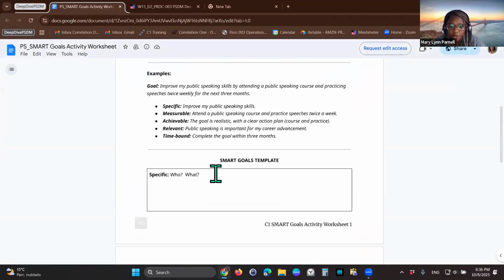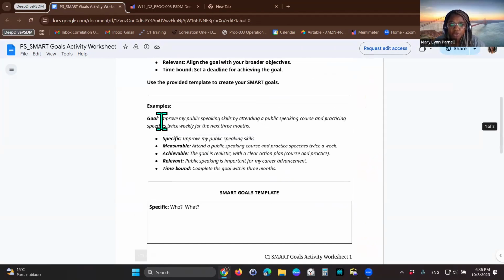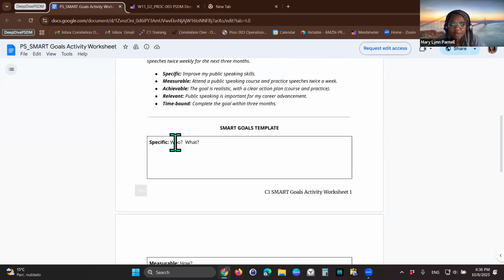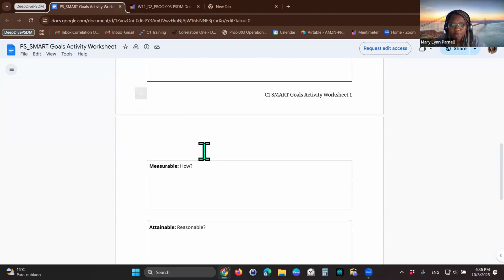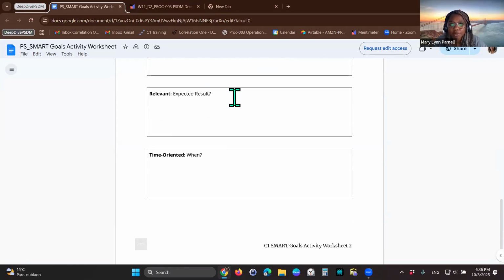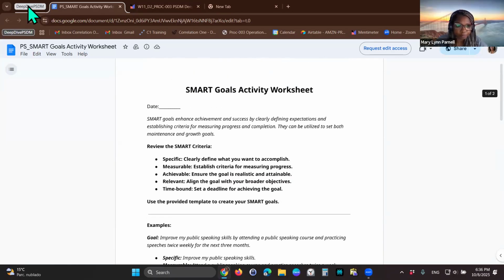So specific: who and what. For example, improve my public speaking skills by attending a public speaking course and practicing speeches twice weekly for the next 3 months. We'll say that really fast. But we want to make sure goals are specific, measurable, achievable, relevant, and time-bound. So use the worksheet to really define the who, the what, the how, is it reasonable, is it relevant, and then the when.